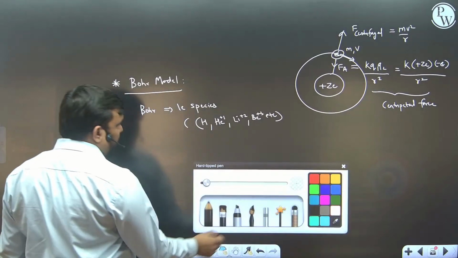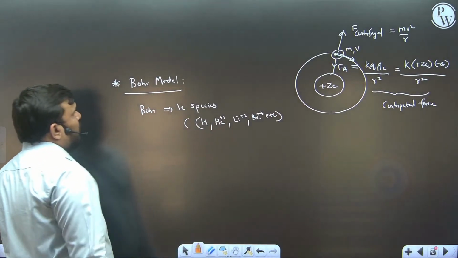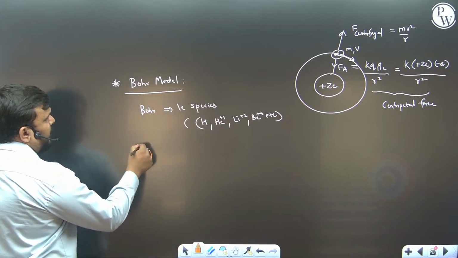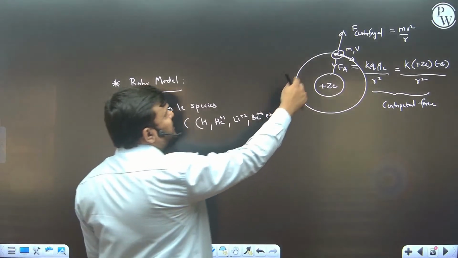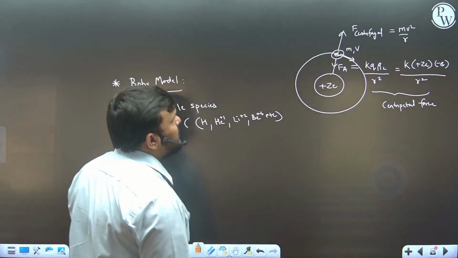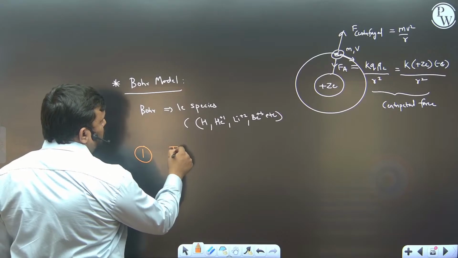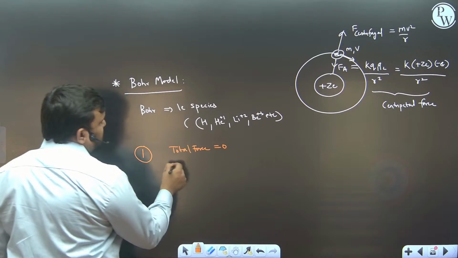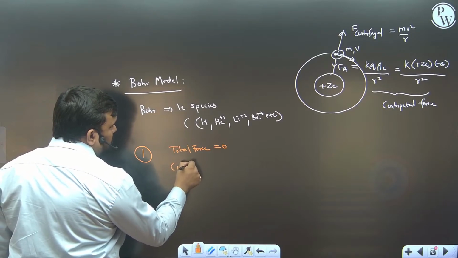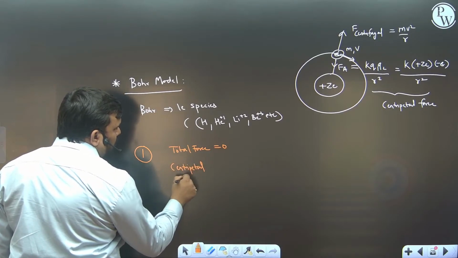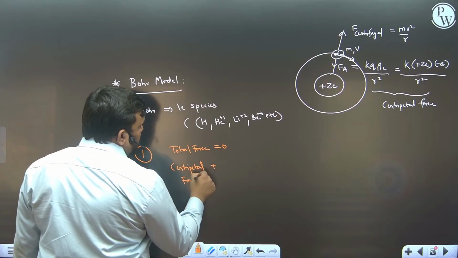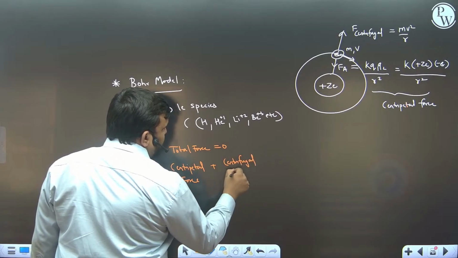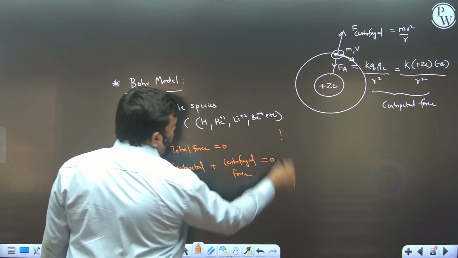So we will be having very important Bohr model postulates over here. The first postulate said that as long as this electron remains in a static orbit, the total force acting on it will be equal to 0. So the total force acting on it equal to 0 means centripetal force plus centrifugal force equal to 0.